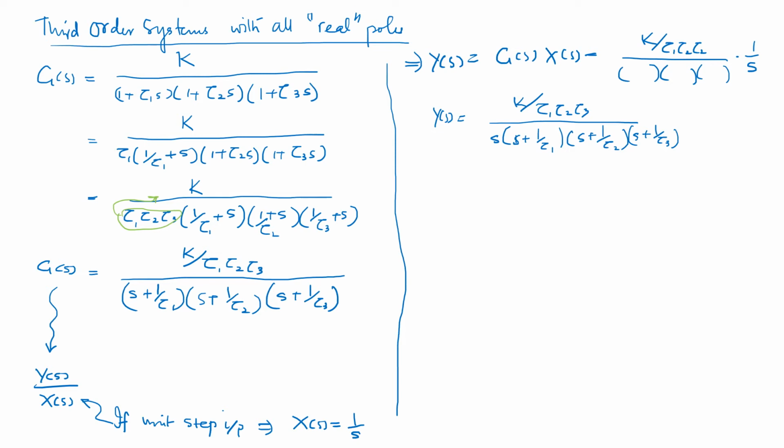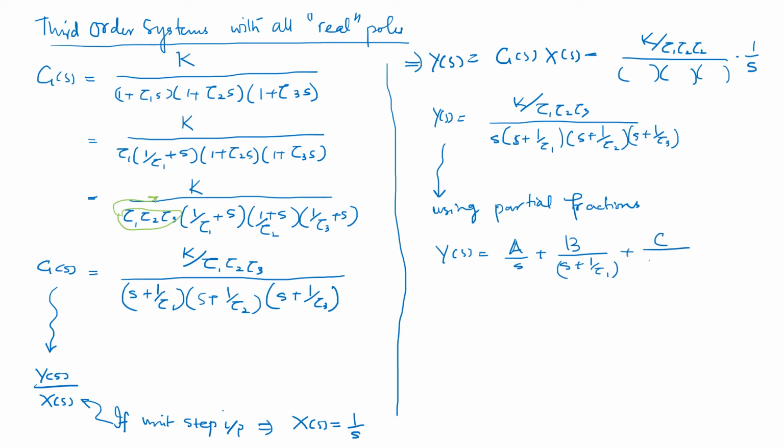Now, I'm going to use the method of partial fractions to handle this algebraic expression. I can say that in that particular case, y of s can be rewritten in terms of coefficients like a over s plus b over s plus 1 over tau 1 plus c over s plus 1 over tau 2, and similarly d over s plus 1 over tau 3.